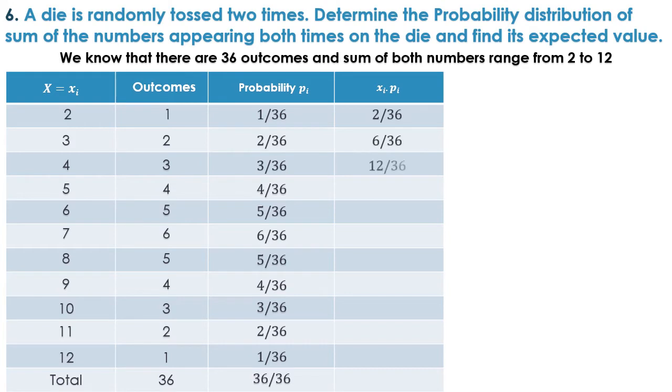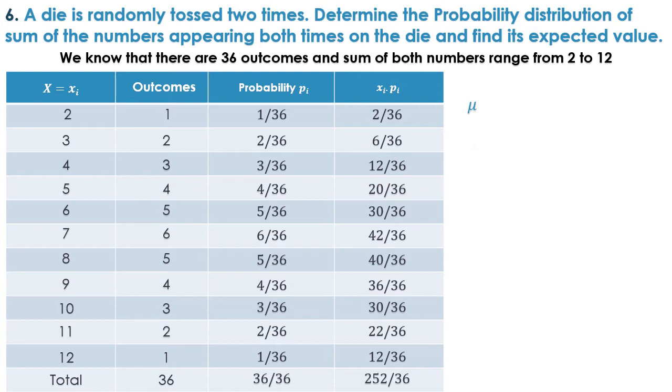You will get 2 upon 36, then 6 upon 36, 12 upon 36, 5 4s are 20, 6 5s are 30, 7 6s are 42, 8 5s are 40, 9 4s are 36, 10 3s are 30, 11 2s are 22, and 12 1s are 12. And when you make a total of all these values, you get 252 upon 36.